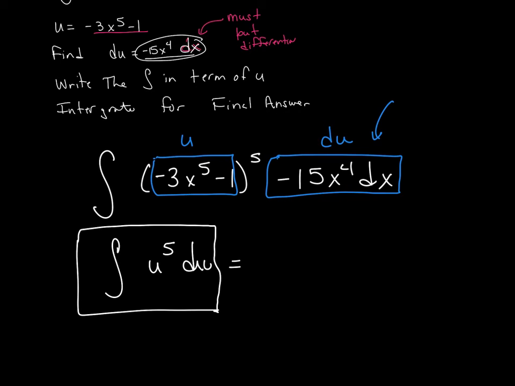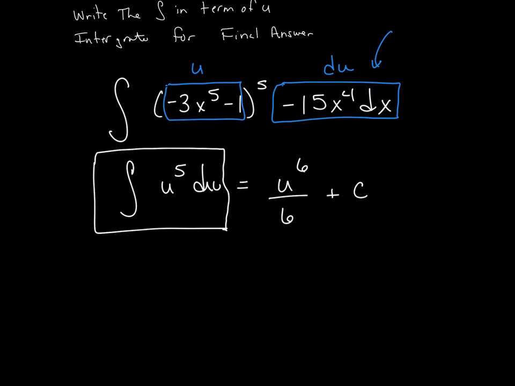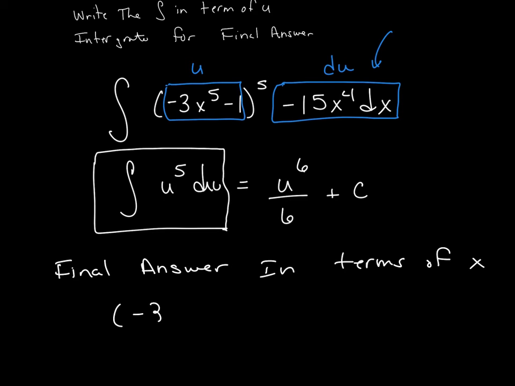Now your final answer is the integration. I integrate this and I get u to the 6th, because it's 5 plus 1, all over 6, plus my constant. Now I go back, and what's my last step? My final answer should be in terms of x. So I plug x back in. So now I just write this as negative 3x to the 5th minus 1 to the 6th power all over 6 plus my constant.